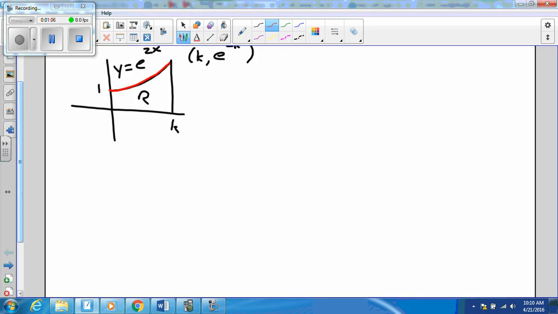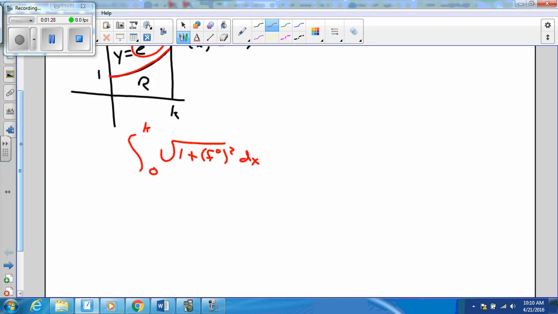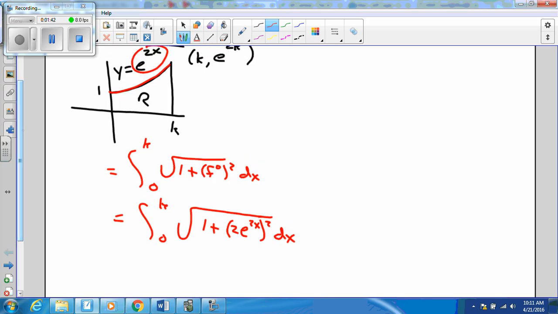We'll do the hard part first. The hard part is going to be the length of this curve, which is going to be an arc length. And so the length of that curve is going to be constructed as the integral from 0 to k of ds, which is root 1 plus f prime squared. And notice that f prime here is in terms of x, not in terms of k. So that's going to be equal to the integral from 0 to k of root 1 plus 2e to the 2x squared dx. And that takes care of the first segment. As we're constructing this, we need a nice good label for it. Let's call it the perimeter of R, P of R, equals.